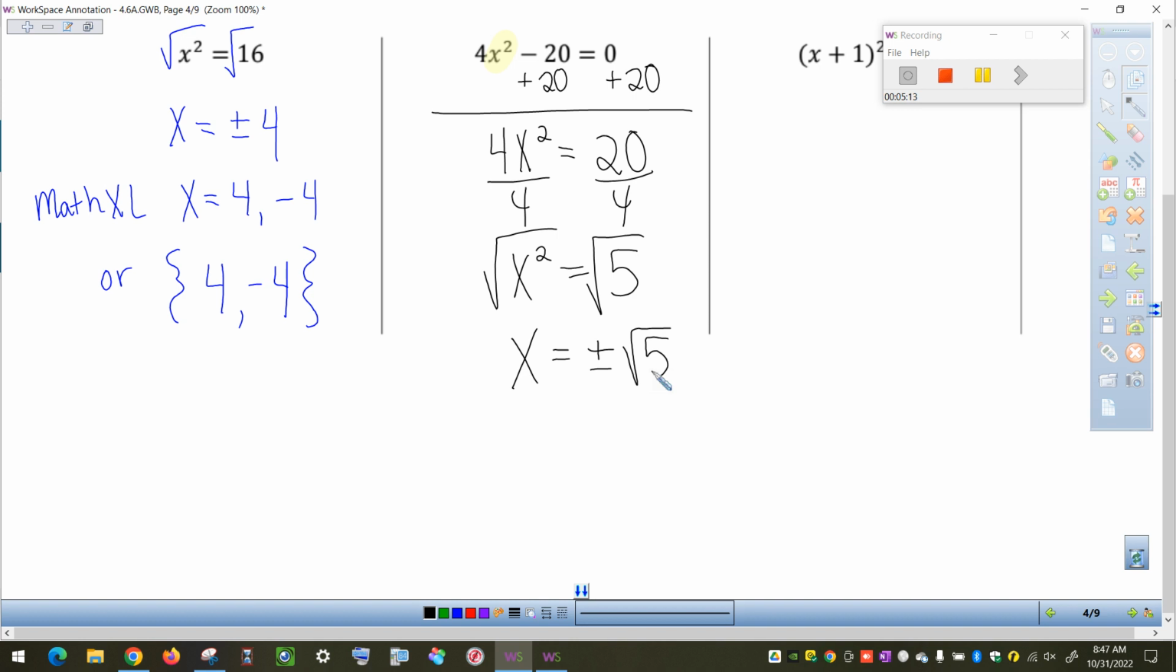And in Math Excel, there's the little tools at the bottom. There's a square root symbol on a little math equation kind of keypad. You're going to press the square root symbol to get that type of answer to show up. Same thing as before. You can say positive square root 5 and then put a comma and then put a negative square root 5.